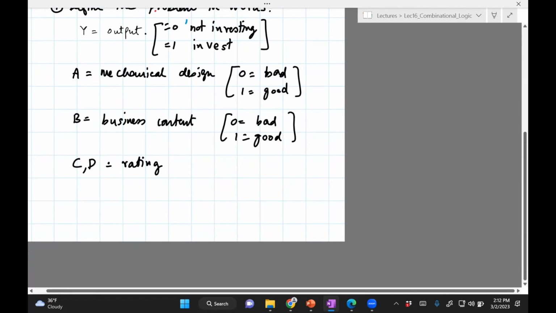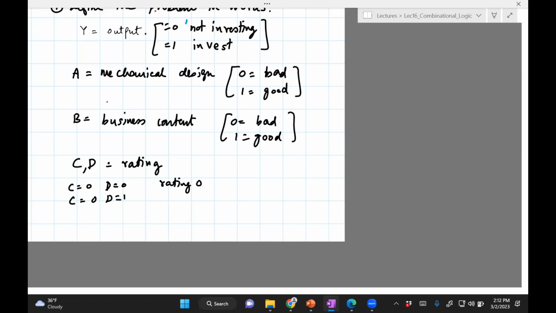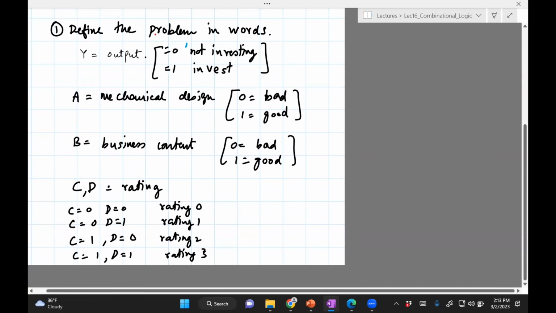Okay, and then we note that we have 4 ratings. So what we can do is choose C equals 0, D equals 0. We'll say that this rating is 0. C equals 0, D equals 1, rating is 1. C equals 1, D equals 0, rating 2. And C equals 1, D equals 1, rating is 3. So this basically covers all the possible options we have with the rating. Okay, so this is the first step, defining variables for us to use in the logic.